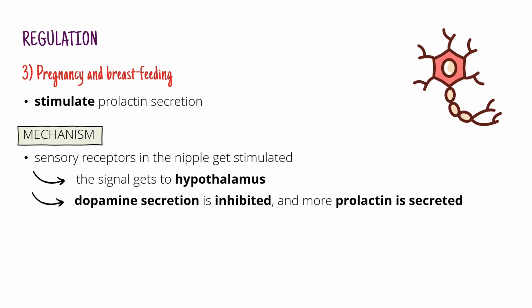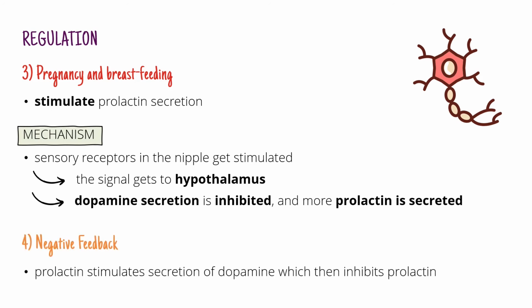Negative feedback also plays a role because prolactin stimulates secretion of dopamine, and dopamine, as we just said, inhibits prolactin production. Just to remind you, the role of negative feedback is to ensure that there's not too much of a given hormone. So that's why the already secreted prolactin stimulates dopamine secretion, because we don't want to secrete too much prolactin. Okay? Finally, let's look at prolactin's pathophysiology.